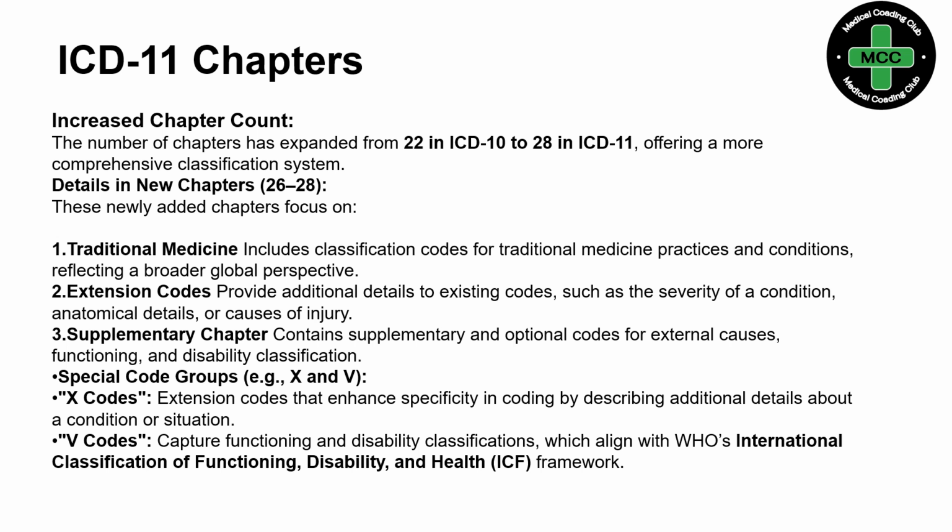So there will be an increment in chapters. Okay, because as I said, it has greater specificity. As I said, it also has traditional medicine, and mortality and morbidity statistics will be there. So you can see here the chapter count increased from 22 to 28. 28 chapters you can expect in ICD-11. And again here you can see the traditional medicine.